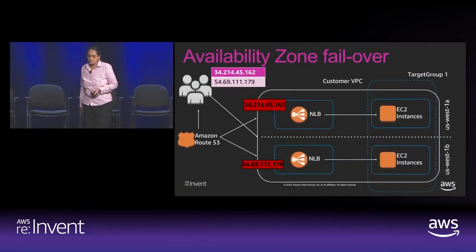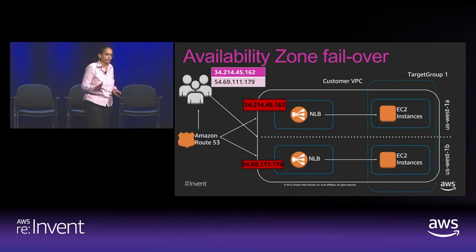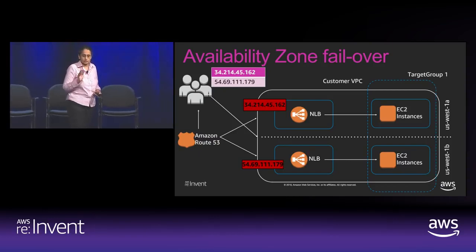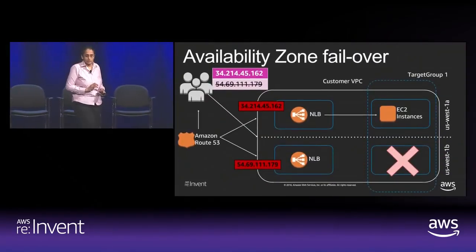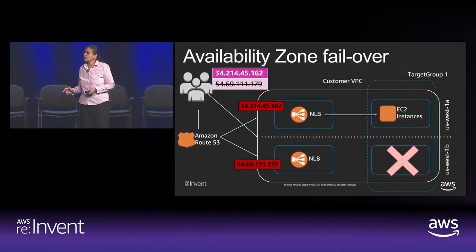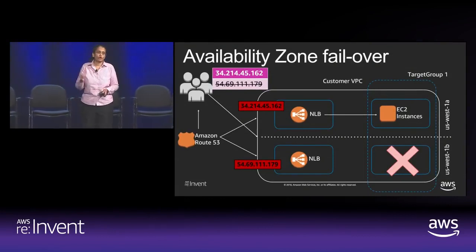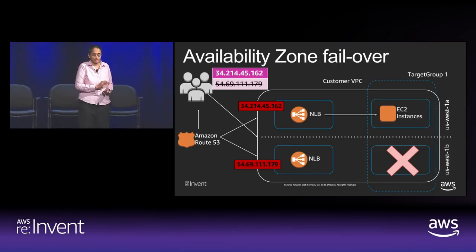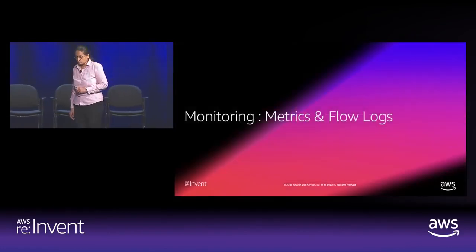So this is just a simple example. You have traffic flowing through 2 EIPs in 2 different availability zones. One of the availability zones is down or your backends are down. We automatically remove that IP from DNS, and you're forwarding traffic only to the healthy zones.